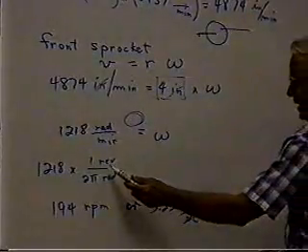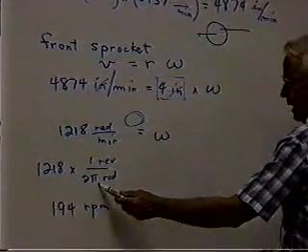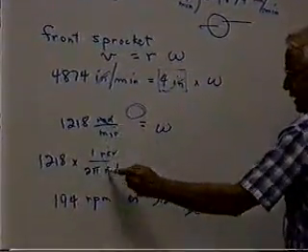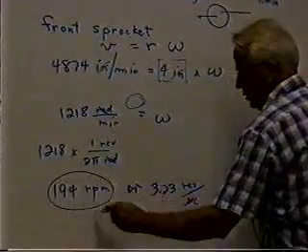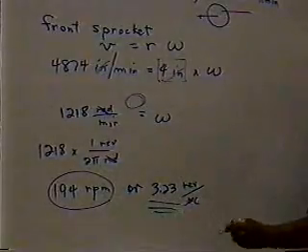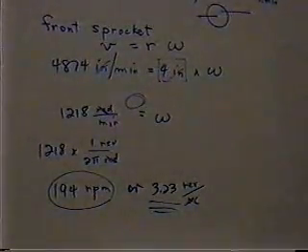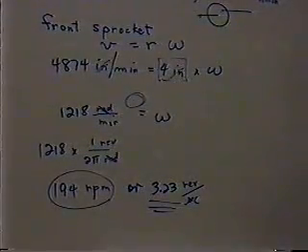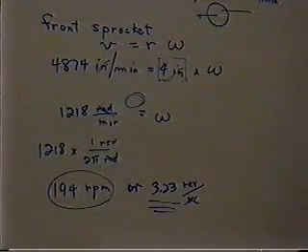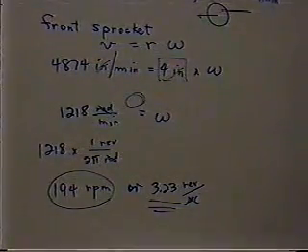Then if I multiply that by 1 revolution over 2 pi radians, the radians divide out, and I get RPMs. And so the RPMs, in other words, are 3.23 revolutions per second. So that sprocket where your foot is going around is going at 3.23 revolutions for each second.